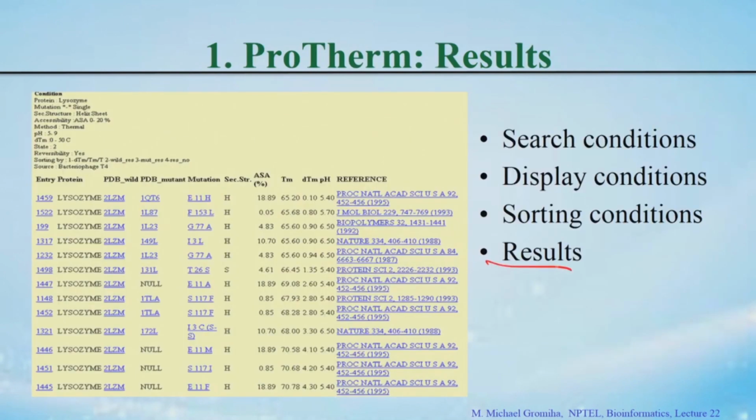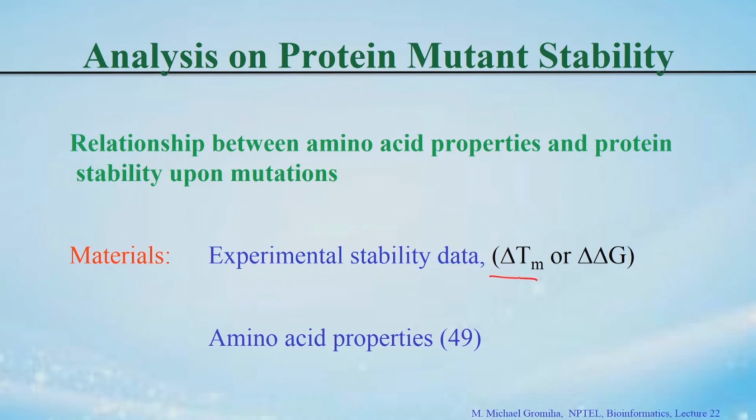Once we get the results, you can download the data and utilize it to understand the factors which can stabilize or destabilize a particular protein. So, how do we estimate the contribution of different properties, and which property relates to the stability? ProTherm gives you experimental data, either delta Tm or delta G. Tm is the transition temperature, the melting temperature, and delta G is the free energy change.